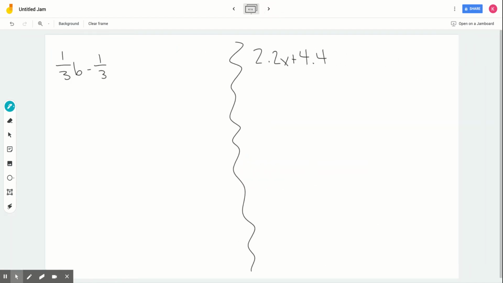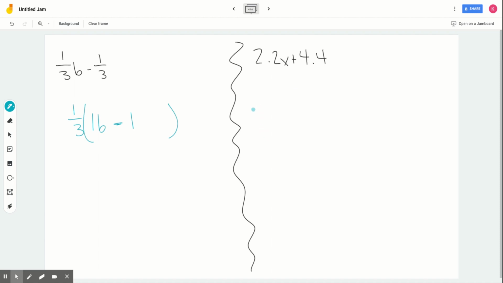Now in the next set, it's telling you to factor out the coefficient of the variable. Remember that coefficient is the number on the outside or in front of the variable. So what they're saying is make that number the outside of the parentheses. So 1/3 times what makes 1/3 b? That would be 1b or b. 1/3 times what makes negative 1/3? Well, a positive times a negative makes a negative, and 1/3 times 1 equals itself.